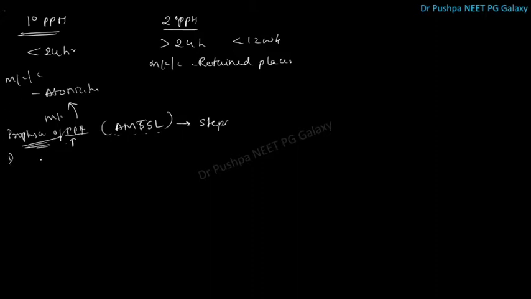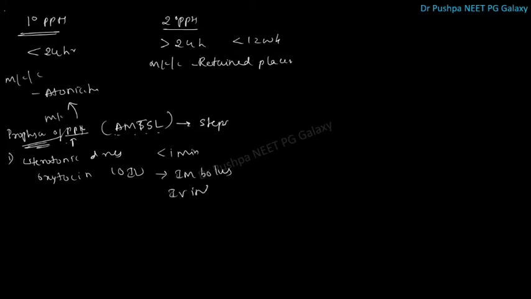First one is uterotonic drugs. We should give a uterotonic drug immediately after delivery, within 1 minute, that is oxytocin. We use oxytocin 10 international units. We can give it as an IM bolus or IV infusion.